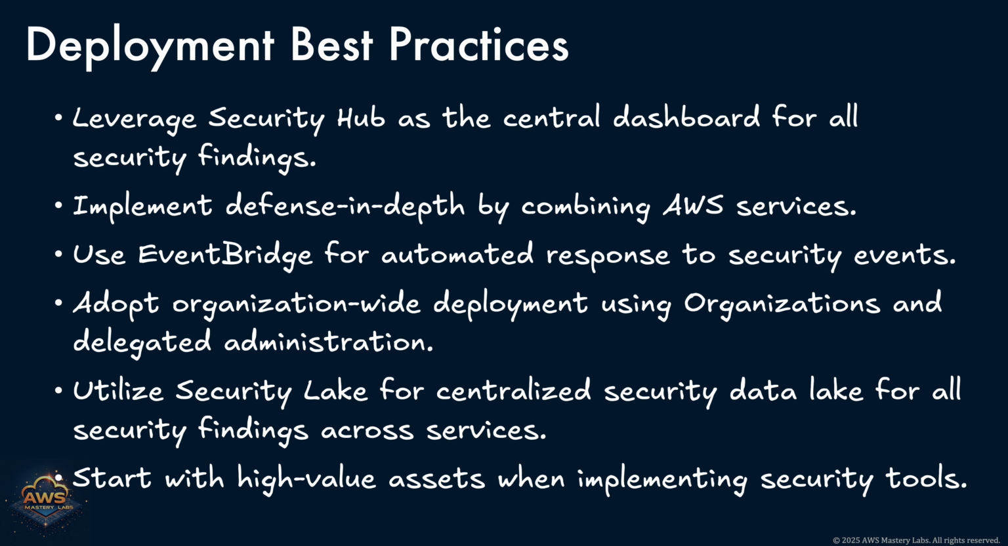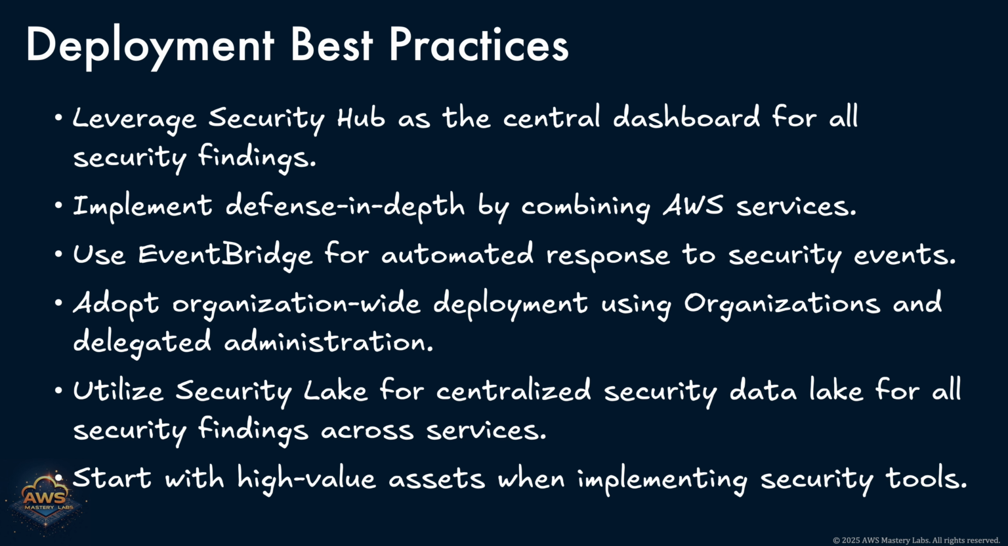Next, adopt a defense-in-depth strategy. No single tool can provide complete protection. AWS security services are designed to work together, each operating at different layers, like identity, compute, data, and network. For example, GuardDuty might detect suspicious activity, while AWS Config flags a misconfigured security group, and Security Hub pulls those findings together. This layered approach ensures that if one control misses something, others will catch it.